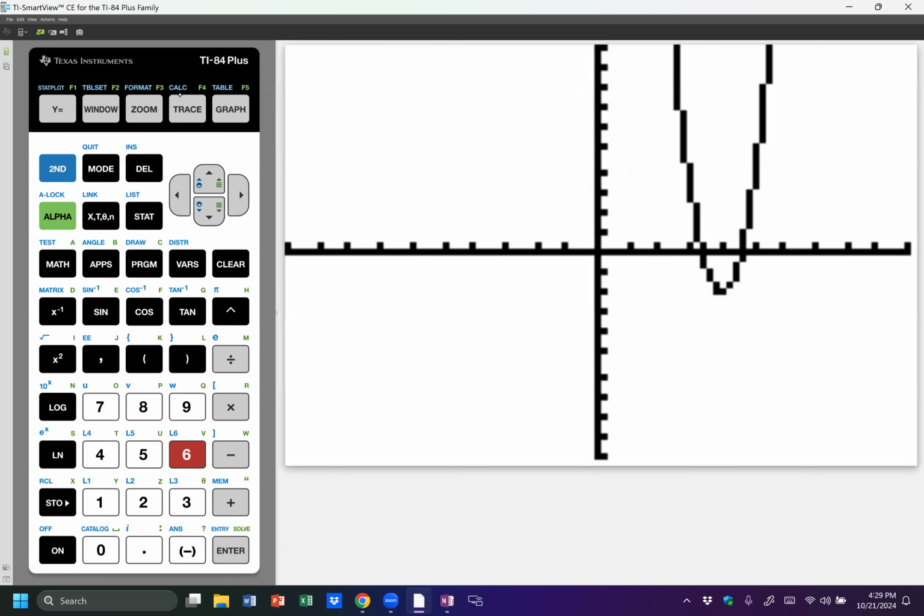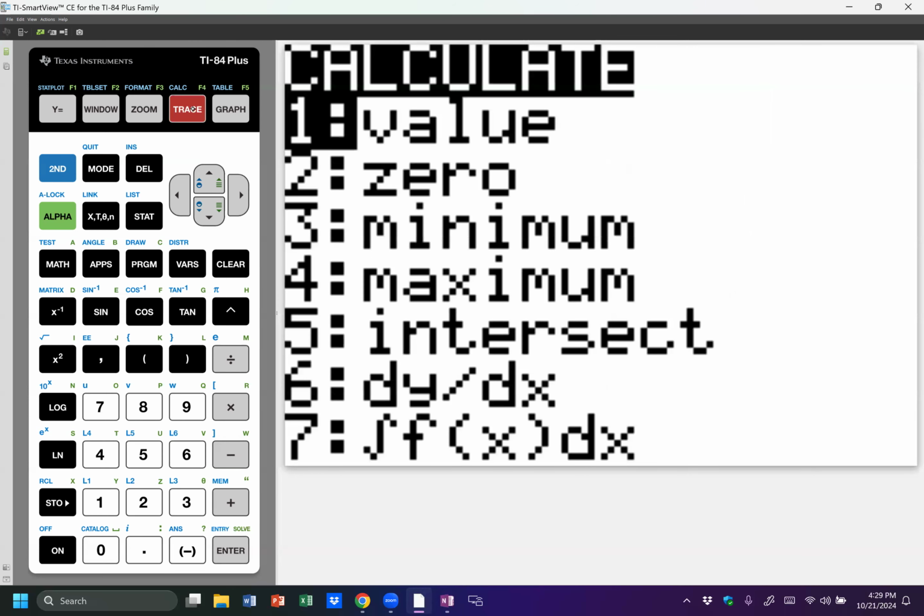So go to your graph and I'm going to calculate vertex. So calculate is the blue writing right above trace. So I'm going to hit the second button that's blue, then push the trace button. It brings up my calculate menu. The graph that we're doing right now is a minimum. So I'm going to go to number 3.